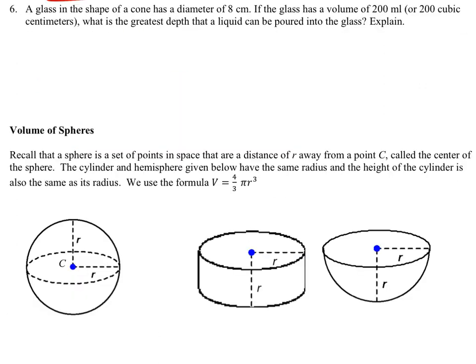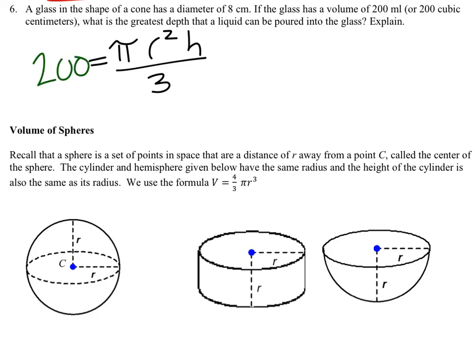A glass in the shape of a cone has a diameter of 8 centimeters. If the glass has a volume of 200 milliliters, which is 200 cubic centimeters, what is the greatest depth that a liquid can be poured into the glass? So once again, we do want the formula. And it gave us the volume, which was 200 cubic centimeters. So 200 right here. And it gave us the diameter of 8 centimeters. So we're going to cut that in half for the radius, which would be 4.